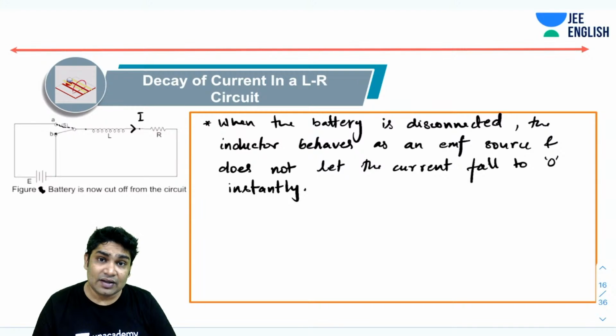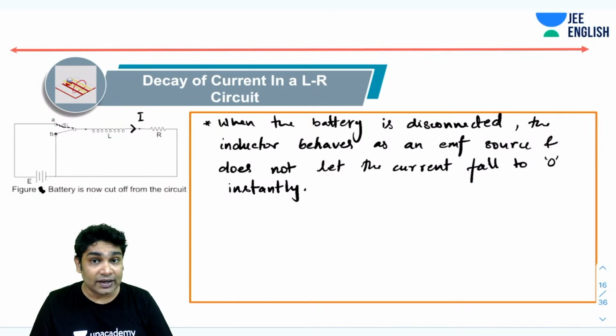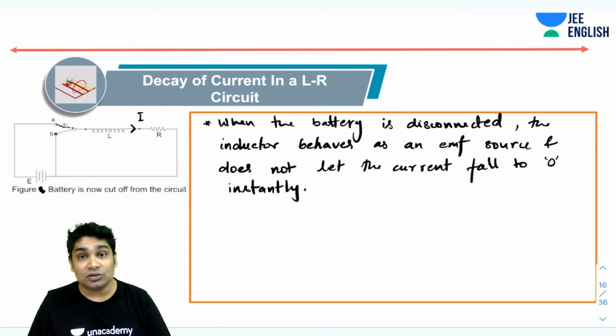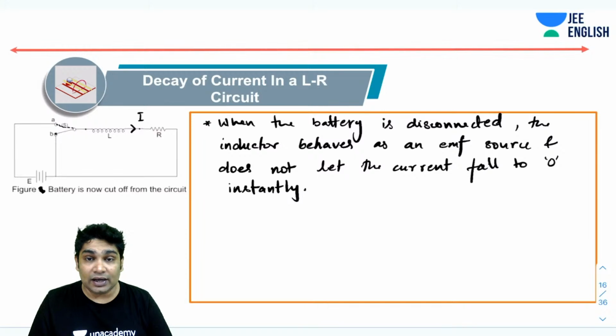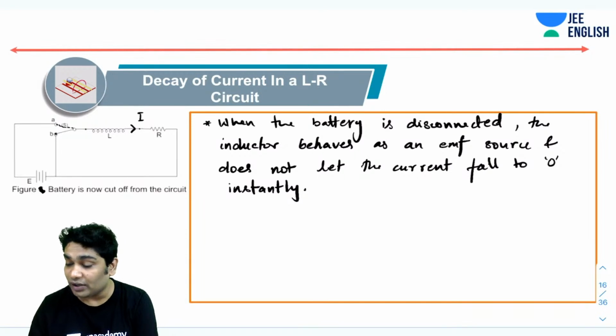See, what will happen is, as soon as you've disconnected the battery, the tendency of the current would be to decrease. Now, as soon as the current starts to decrease, the inductor will provide a back EMF which will try to keep up the current. So, that is what is stopping the decay of current. It is not allowing the current to fall down to zero instantaneously. And let's see how that equation would be governed.